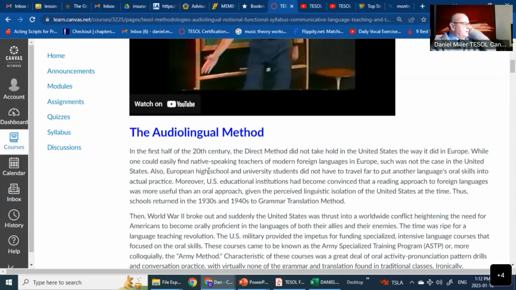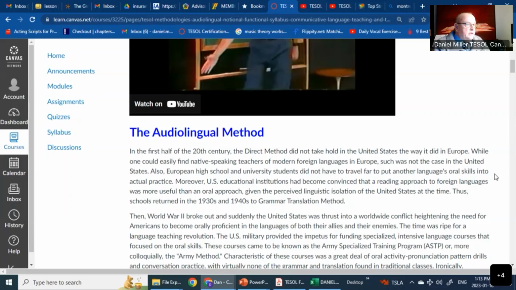In the first half of the 20th century, the direct method did not take hold in the United States the way it did in Europe. While one could easily find native speaking teachers of modern foreign languages in Europe, such was not the case in the United States. Also, European high school and university students did not have to travel far to put another language's oral skills into actual practice. Moreover, US educational institutions had become convinced that a reading approach to foreign languages was more useful than an oral approach, given the perceived linguistic isolation of the United States at the time.